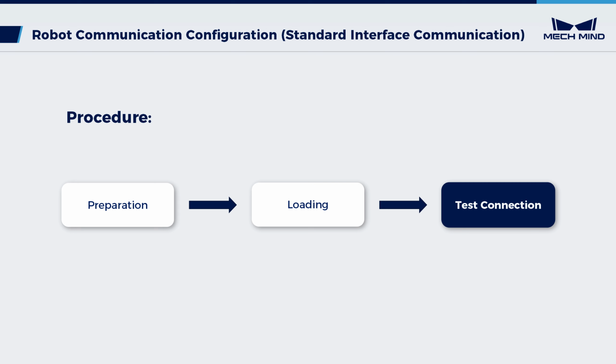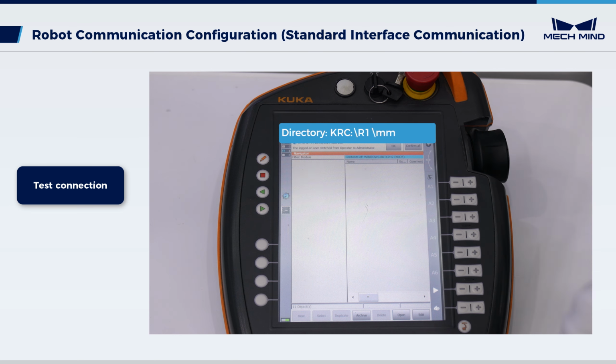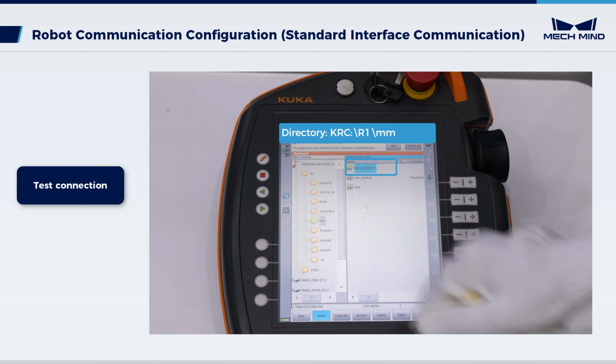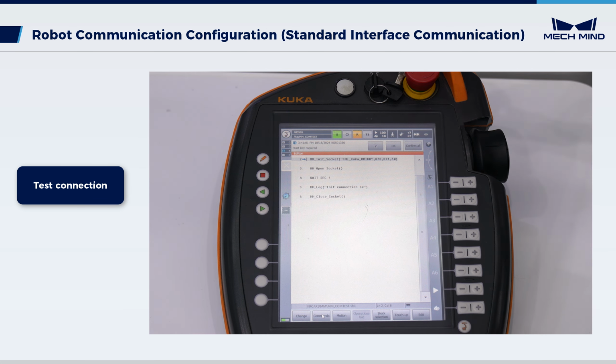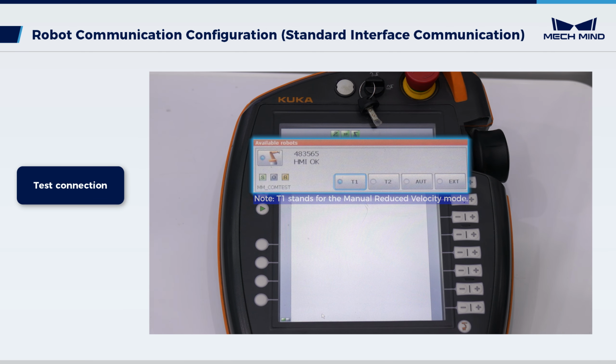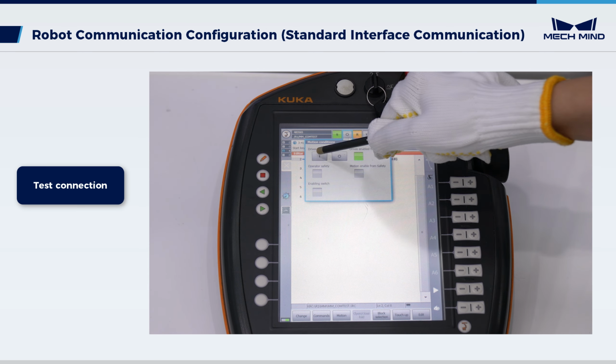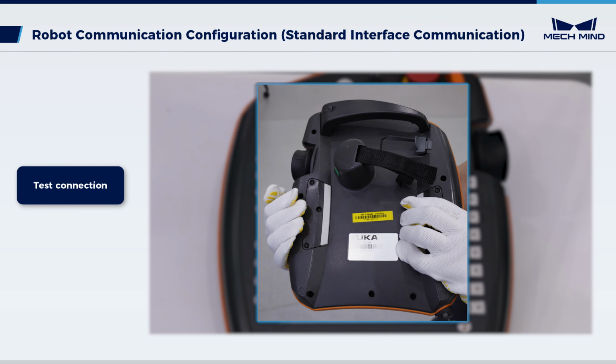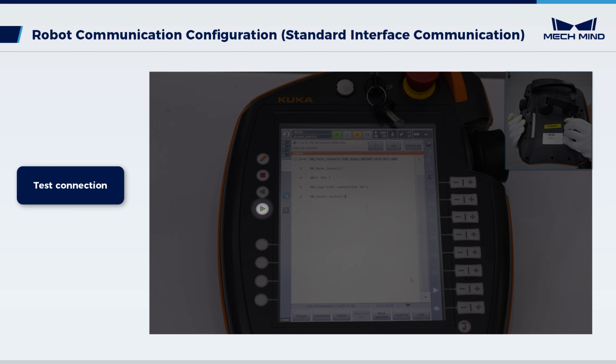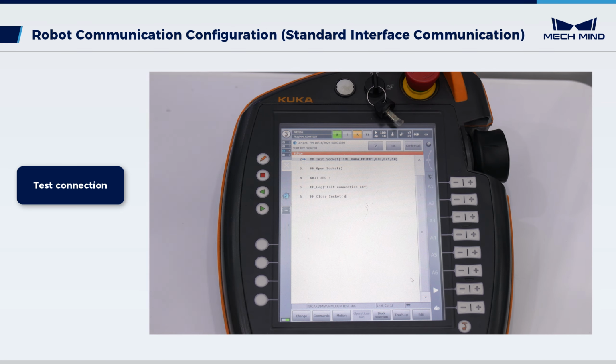Finally, run the program to test the communication between the vision system and the robot. Open the KRC R1 folder. Select contest.src, and then click Select. Turn the key switch to horizontal, select the running mode T1. Set drives to I. Keep pressing the white enabling switch, and the green Start button to run the program.